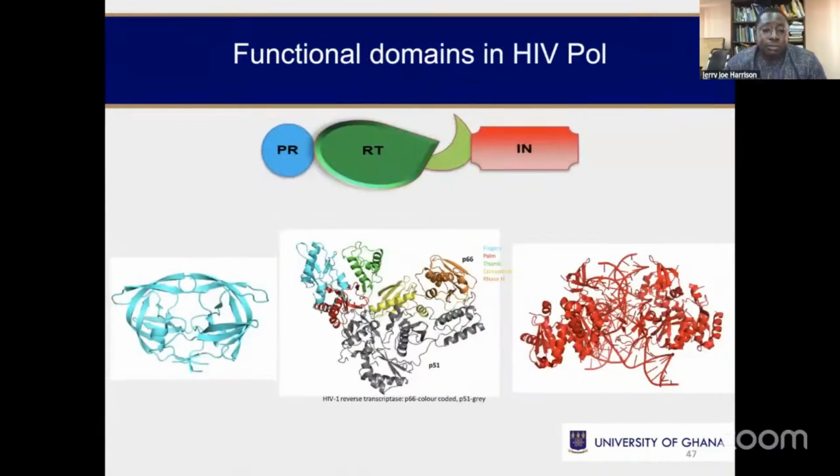CryoSPARC. Just before I show you the structure that we got, just a reminder: the protease functions as a dimer, the reverse transcriptase as a heterodimer, and the integrase, the basic architecture is a tetramer, but we know that it forms higher order oligomers that are actually active. And so for the Pol, these are the structures that had been solved at the time.